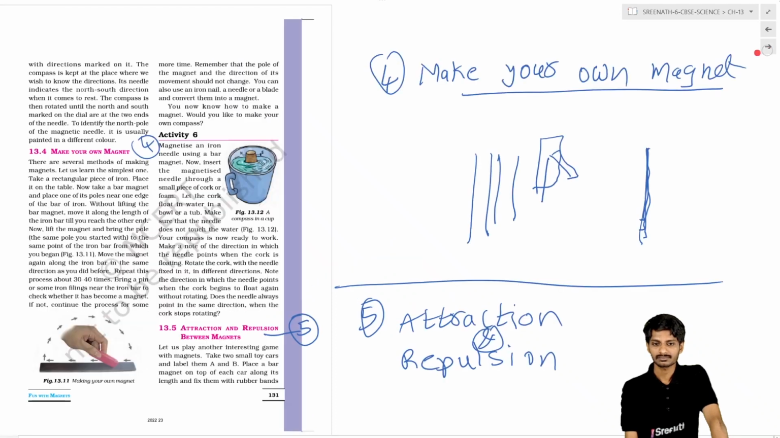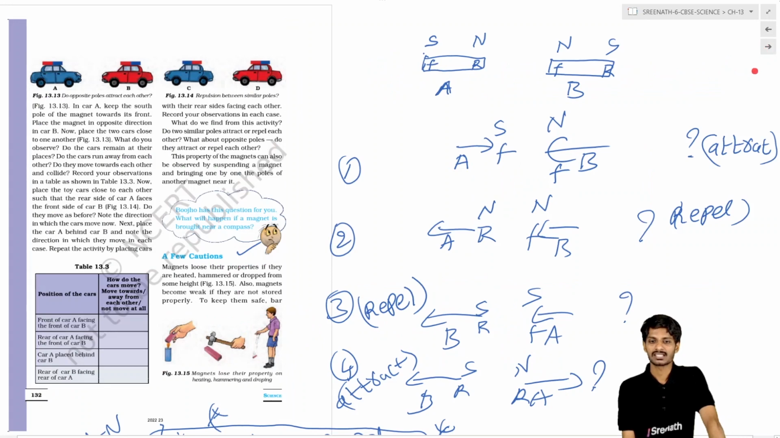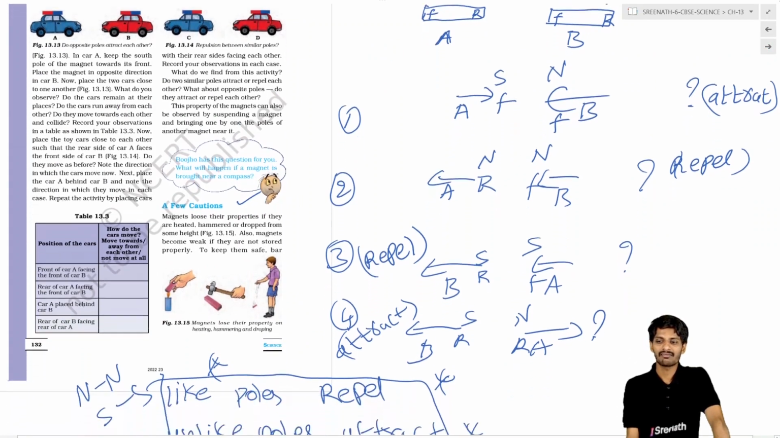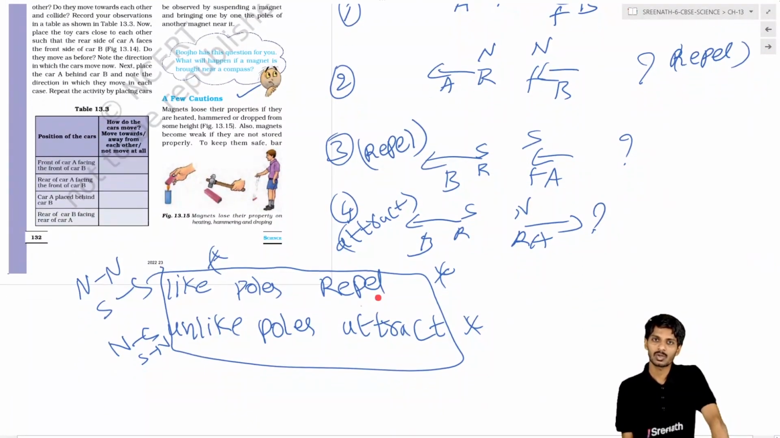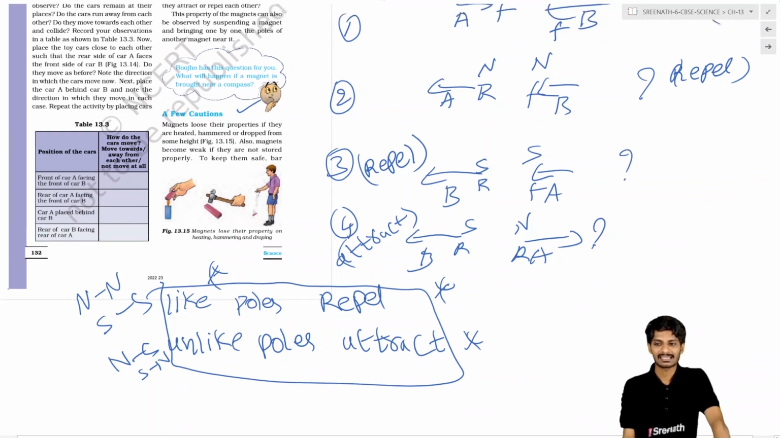Finally, how can we make our own magnets? By rubbing in the same direction with a bar magnet, we get our own magnet. And by placing the magnetized needle on foam in a cup, you can make your own compass also. The fifth topic is attraction and repulsion between magnets. A magnet has two poles, the North Pole and the South Pole. Like poles will repel each other and unlike poles will attract each other.